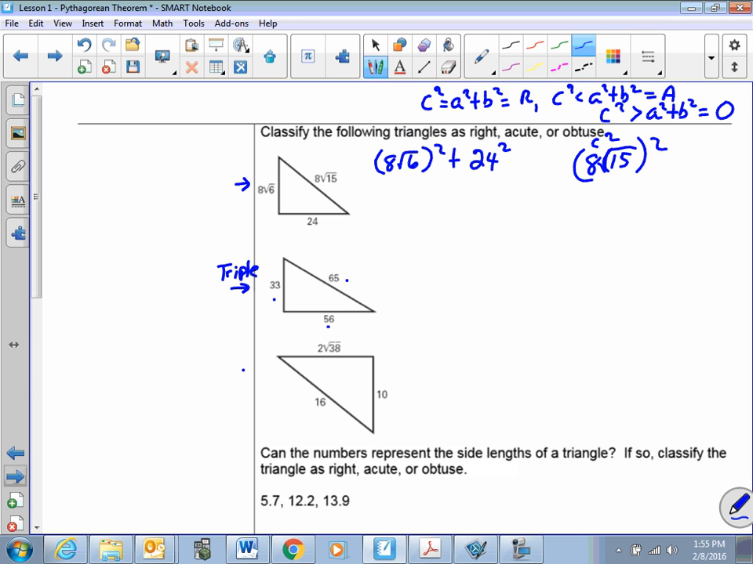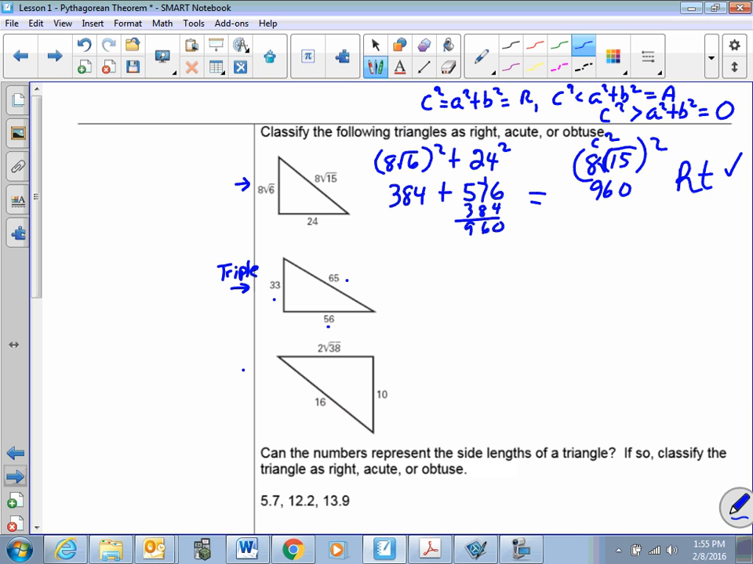All right, so what does this give us here? 64 times 6 is 384. 24 squared is 576. 8 times the square root of 15 squared is 960. So let's see, if I add 384 and 576, I get 960. So they're equal, so that means this is a right triangle. That's a right triangle because a squared plus b squared equals c squared.